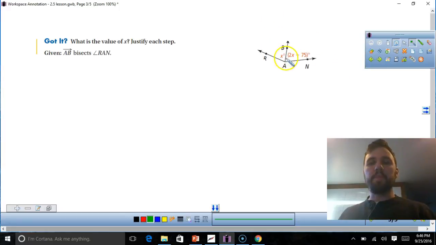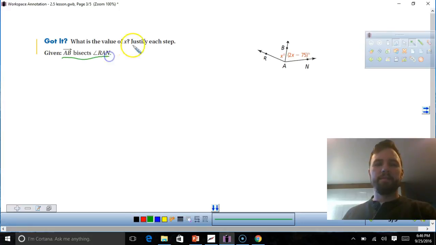What's the value of x? Justify 8 steps. Alright. Given AB bisects angle RAN. Make a two-column proof. Call it steps and reasoning.